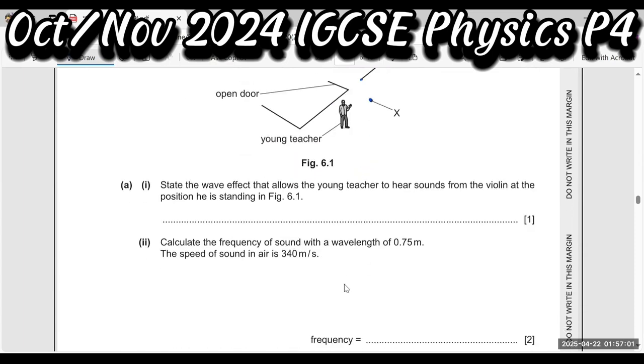State the wave effect that allows the young teacher to hear the sound from the violin at the position of the stand. He's standing, he cannot see him, but he can hear the sound. Why? Because of diffraction. The sound wave will expand from these sharp edges. So you will just write the name of the effect, that is diffraction.